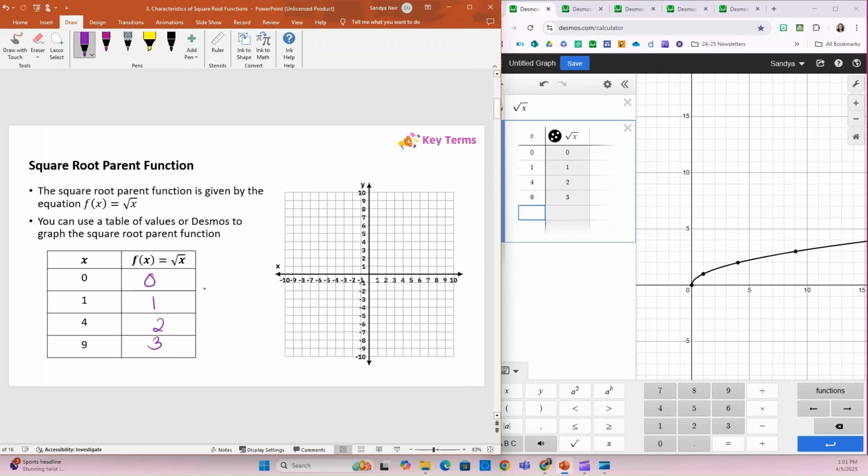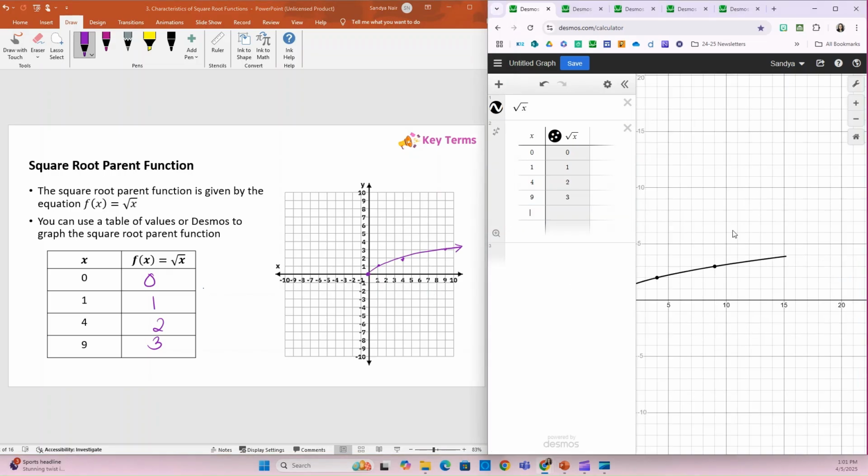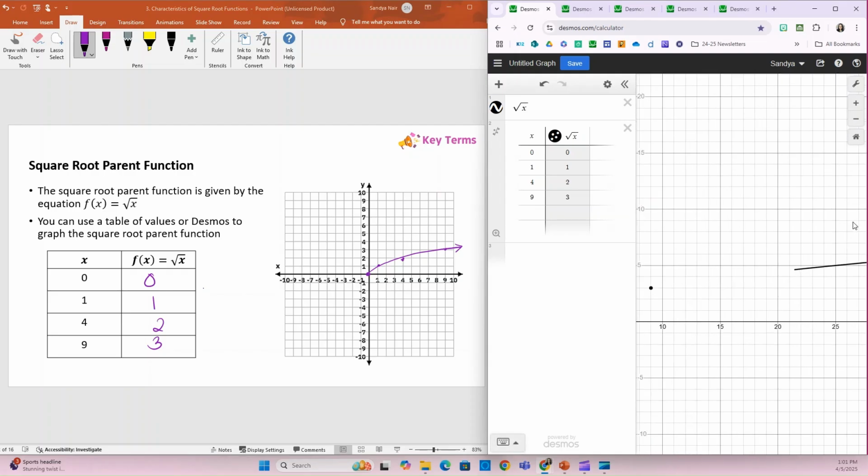So I'm going to go ahead and plot these points on my grid, and I'm going to use that to recreate the graph of the square root function I see in Desmos. So once I connect these points, I can get an idea of the shape by looking at Desmos. And notice that this graph does go on forever to the right, so I'm going to put my arrow at the right endpoint.